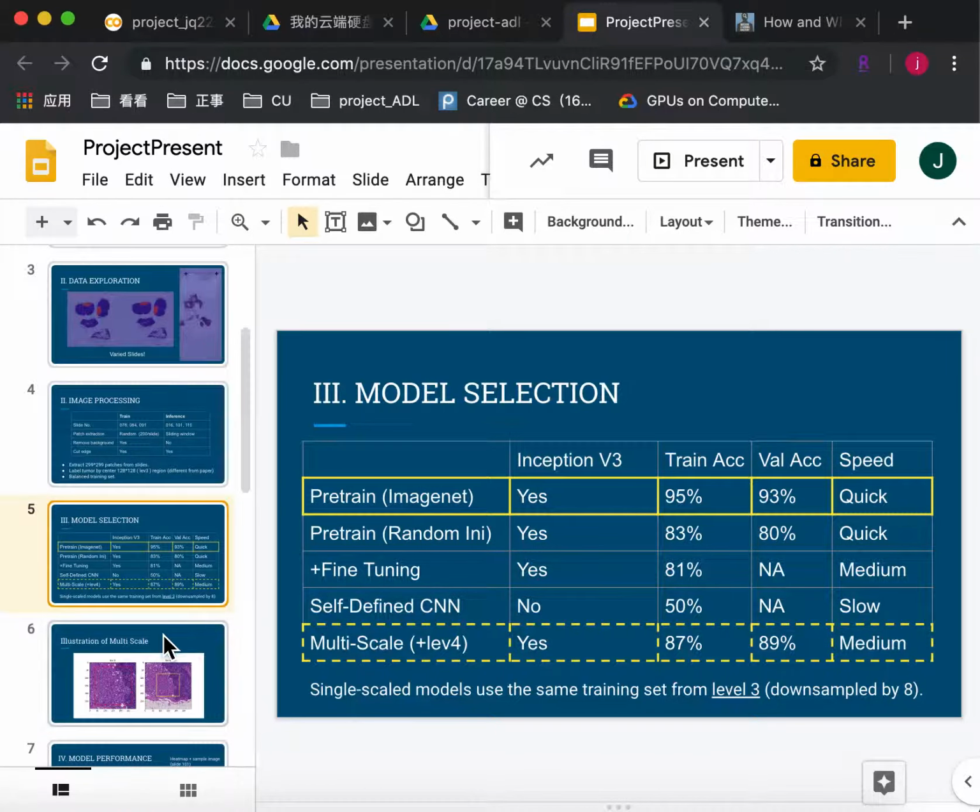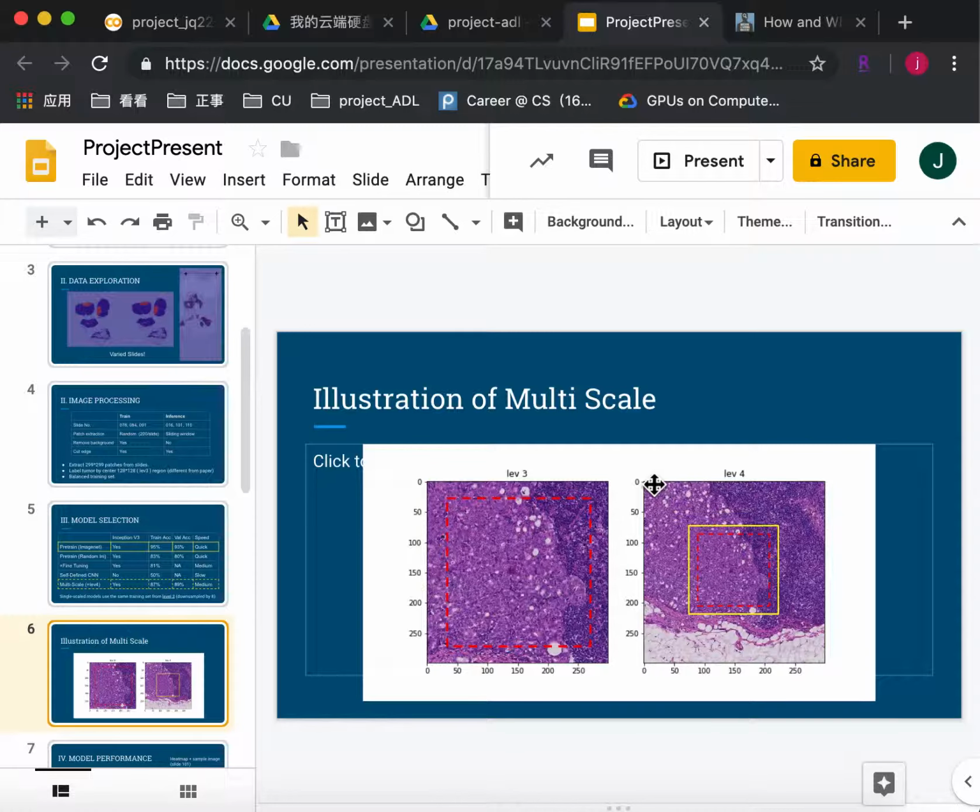So here I want to explain a little about the multi-scale models. It's like real human doctors. They decide whether there is a tumor by looking at multi-scale images of the same center region of interest. Like this one, the left is level 3 and the right is level 4. The level 3 downsampled by two gets level 4, which is the center yellow region, and we decide whether it has a tumor inside by looking at the center 128 squared red regions to decide whether it's a tumor region or not.